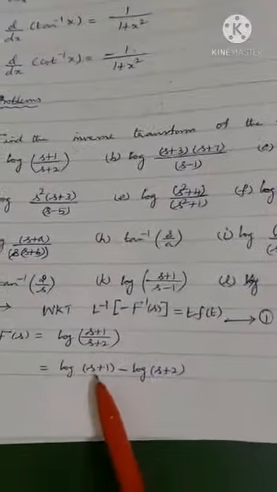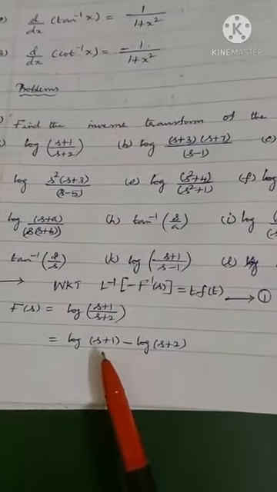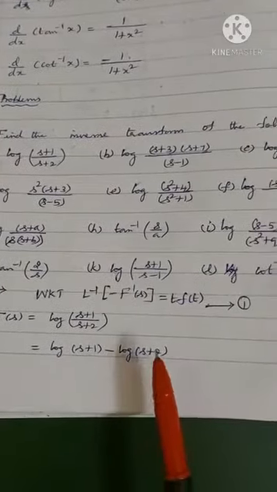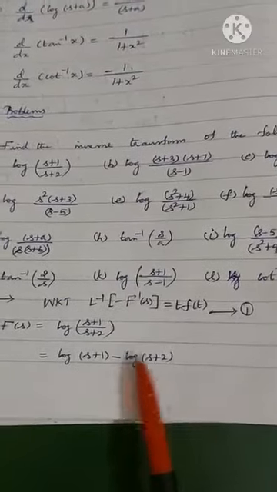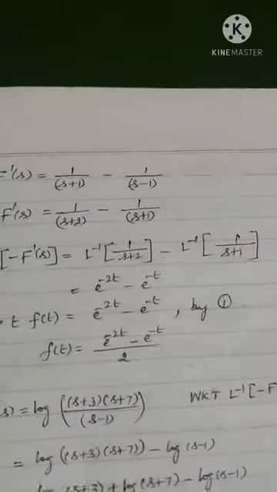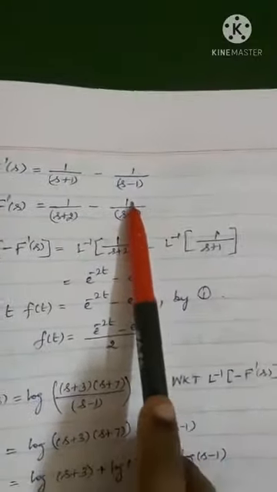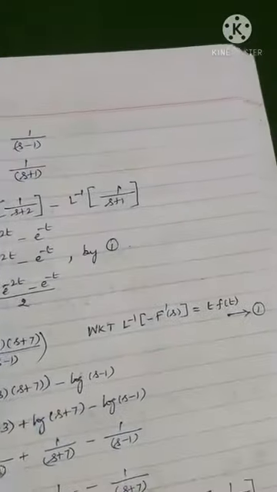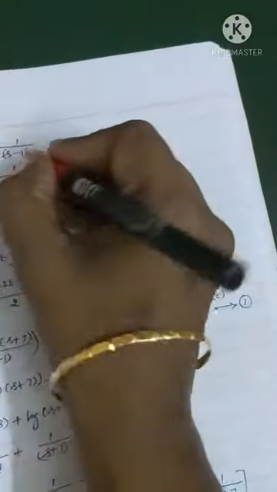We find F dash of s. Being F of s is log of s plus 1, F dash of s is 1 by s plus 1. Here, 1 by s plus 2. Differentiation of log of s plus 2 is 1 by s plus 2. Okay, s plus 1, s plus 2 actually. Let us change: s plus 2.